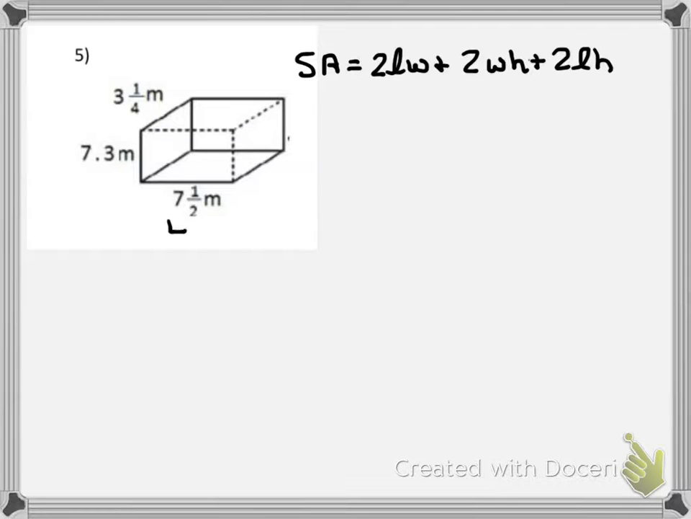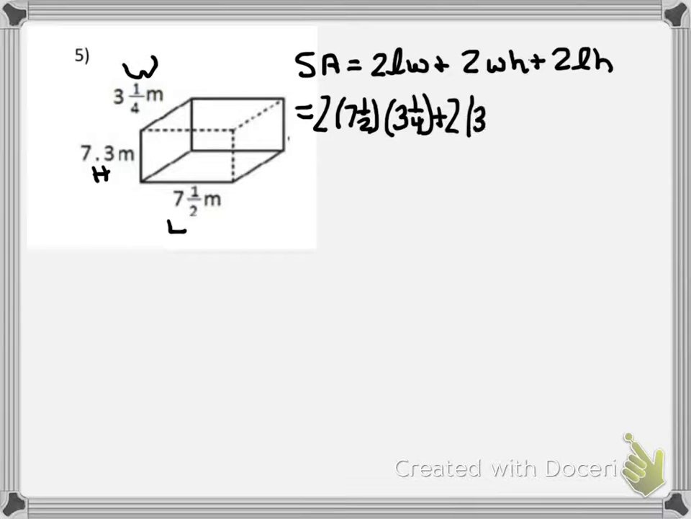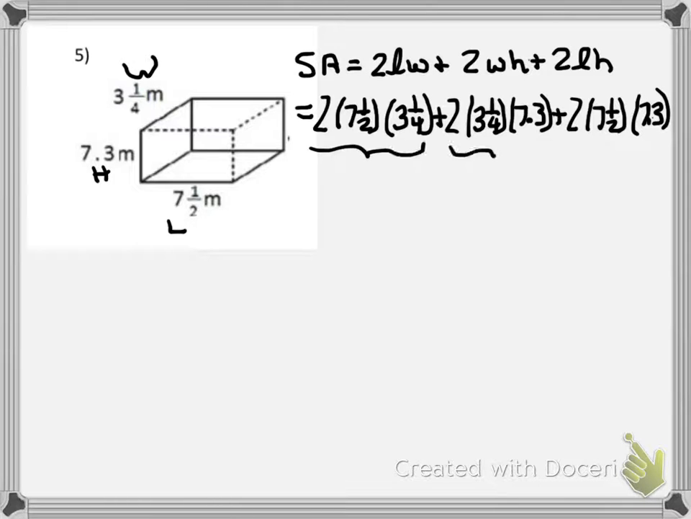So I'm going to call 7.5 the length, 7 1/3 the height, and 3 1/4 the width. So I'm going to substitute our numbers in here. So we'd have 2 times 7.5, which is the length, times 3 1/4 the width. Then we have 2 times 3 1/4 times 7.3. And then the last part here, 2 times 7.5 times 7.3. And I would suggest finding the product of all 3 sections first and then adding those products together.